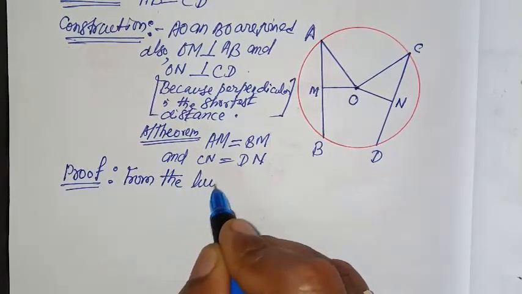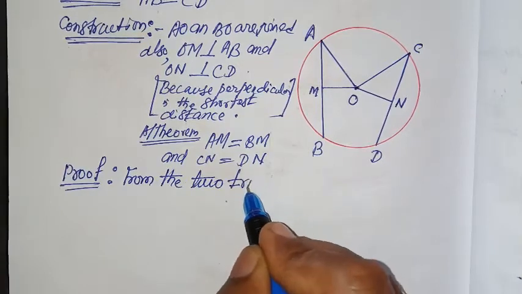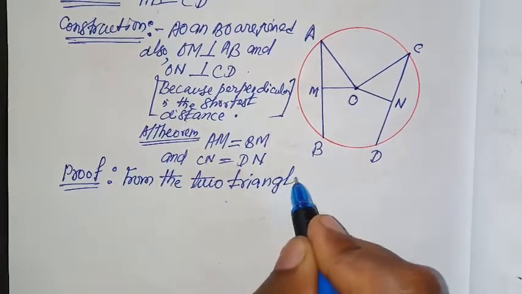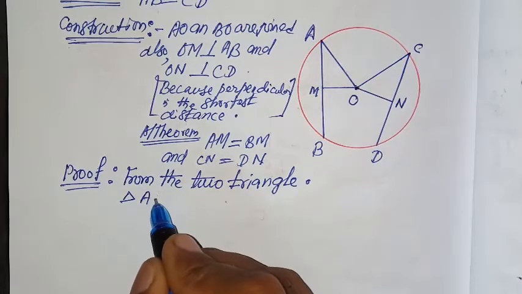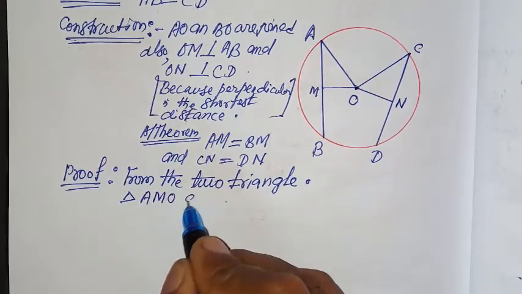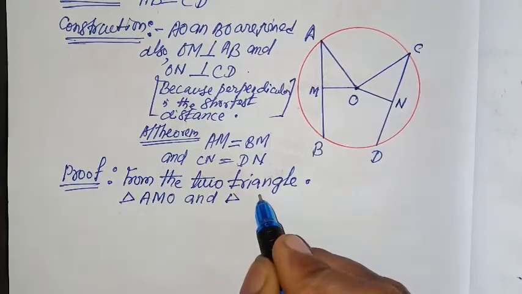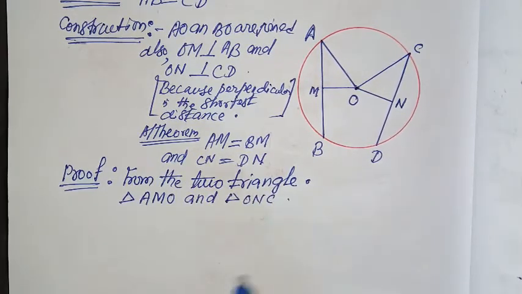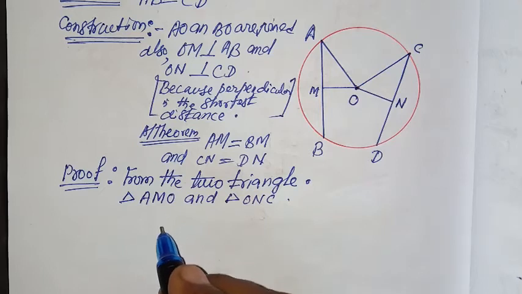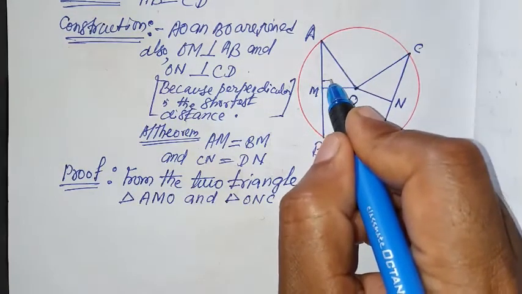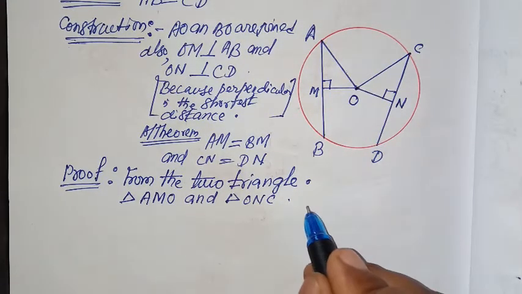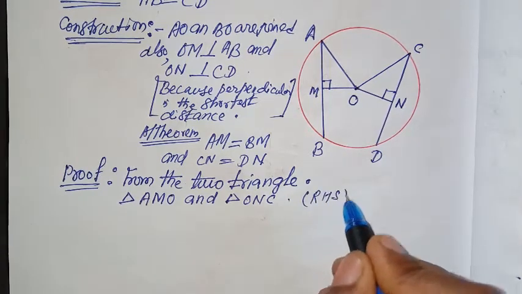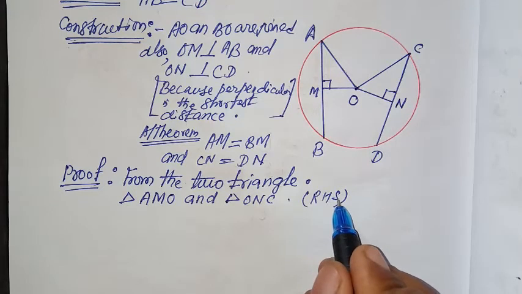From the two triangles, triangle AMO and triangle ONC, we have to make these two triangles congruent. How? You see, it's already given this is a 90 degree. This is a 90 degree. So we will prove with the help of RHS. We will apply RHS. Right angle hypotenuse side.